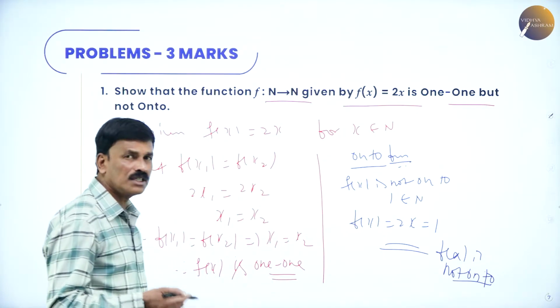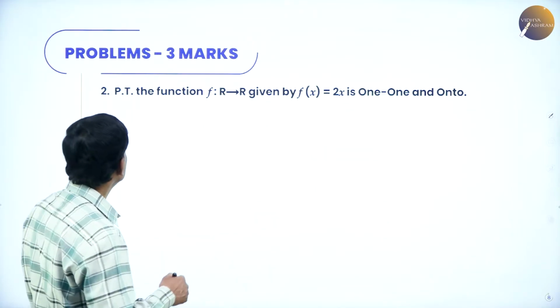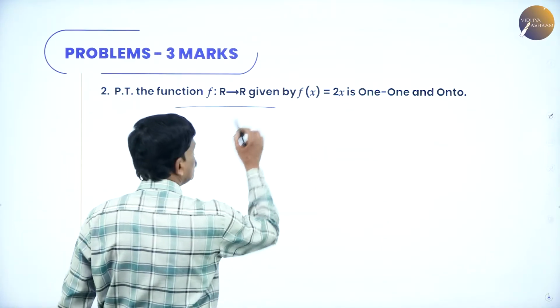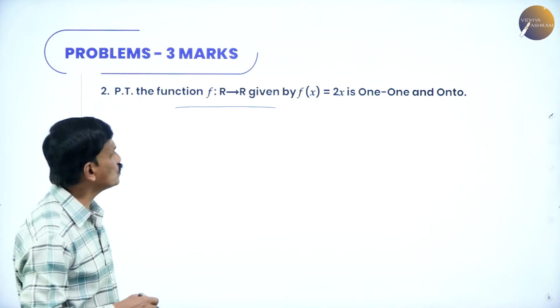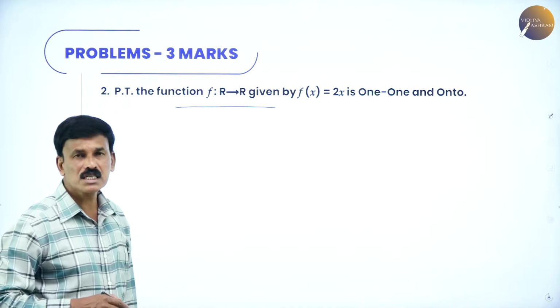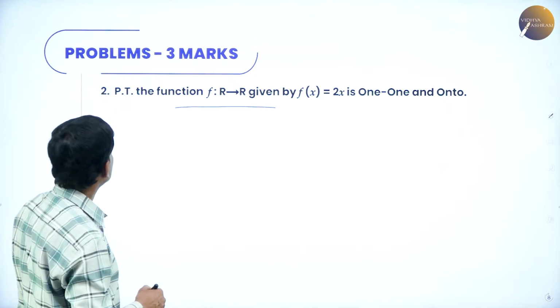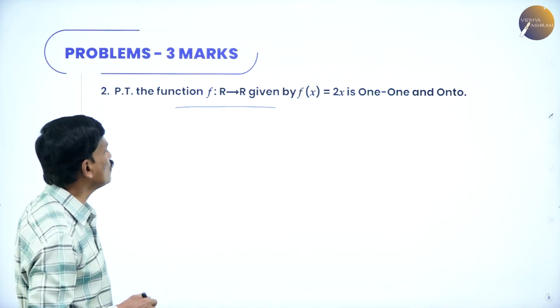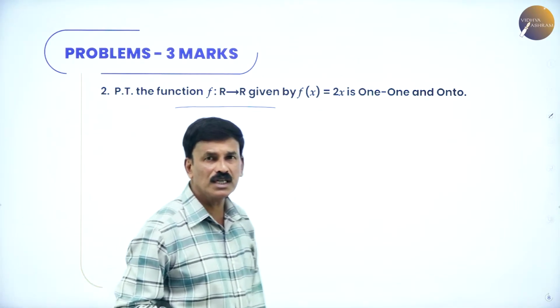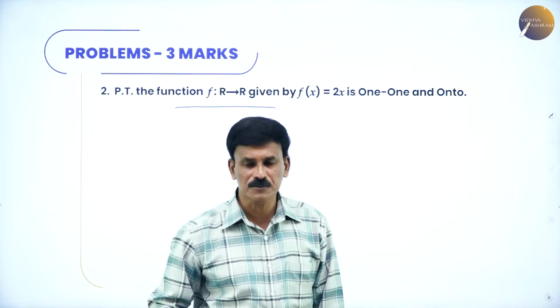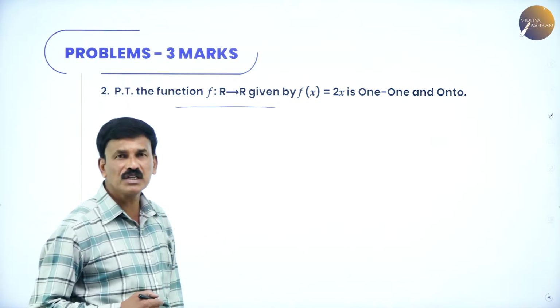Now, let us come to the next type. There is one more problem, the same problem. Prove that the function f of x is equal to 2x where f from R to R, where R is the set of real numbers, is both one-one and onto. Now let us verify whether it is one-one or not.